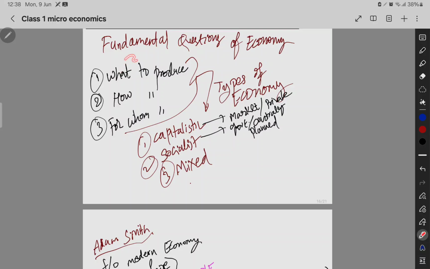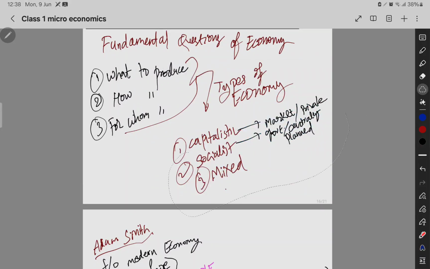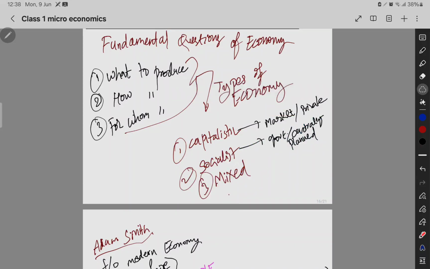Whenever you consider an economy, you think of what to produce. If I thought of producing apples, or let's say a pen: what to produce, how to produce, and for whom to produce. These are the fundamental questions of an economy. And there are 3 types of economy. What are they? They are capitalist, socialist, and mixed economy. Do you know the difference between them? Do you know the difference between capitalist and mixed economy?